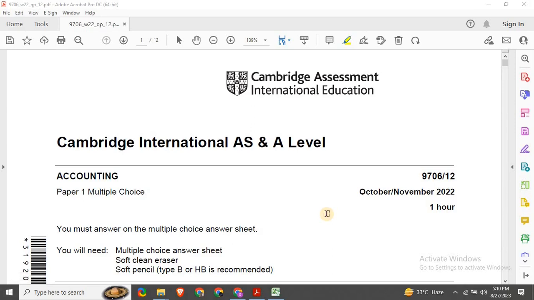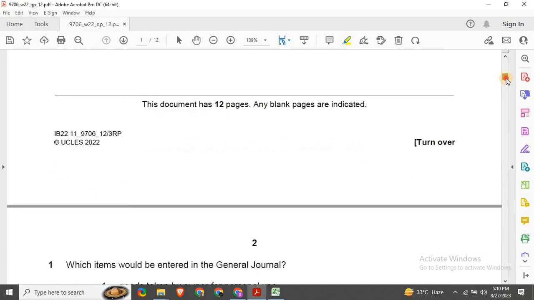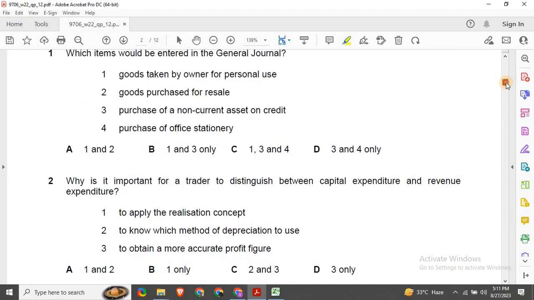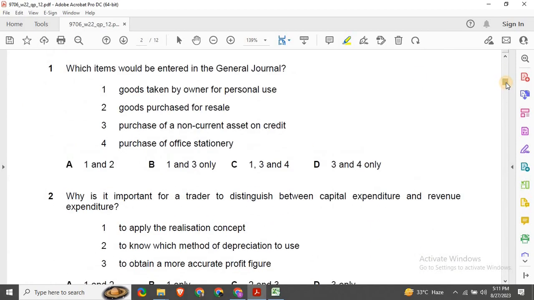Today we are going to solve the AS and A level MCQ paper from October-November 2022. This is paper 12. So the first question is question number 1. Which item would be entered in the general journal?